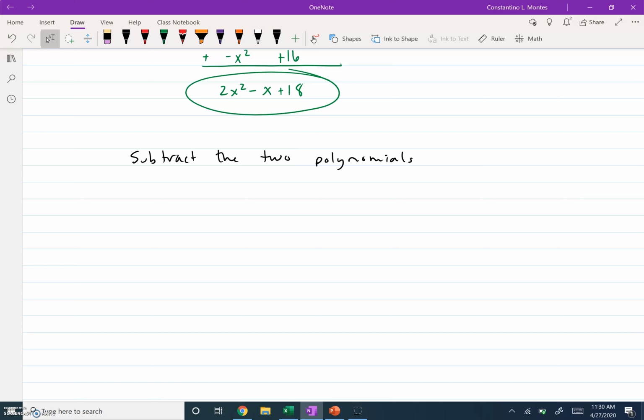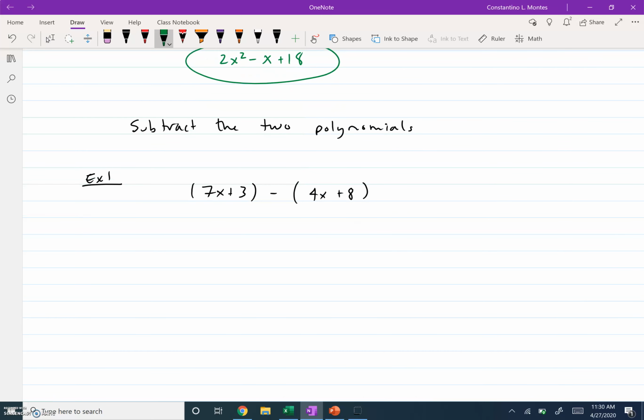So let's start off with this example. Example 1, we'll do 2. So we'll do 7x plus 3. And we're going to subtract off, so that's one polynomial, we're going to subtract off 4x plus 8. Alright, so we're actually going to stack them up first. We have 7x plus 3, we're going to minus parentheses 4x plus 8 and close those parentheses.